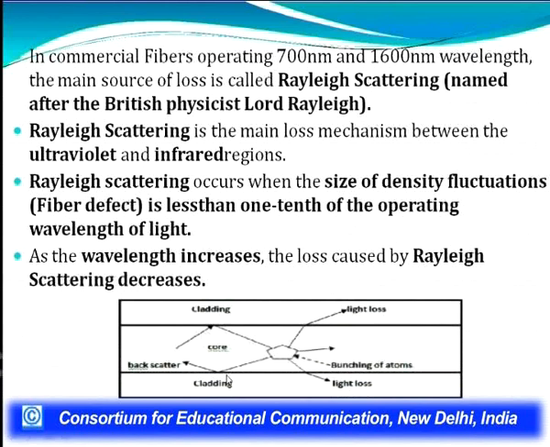Rayleigh scattering is the main loss mechanism between the ultraviolet and the infrared region. It means when we have ultraviolet light or infrared light, Rayleigh scattering takes place. Rayleigh scattering occurs when the size of density fluctuations or fiber defects is less than 1/10 of the operating wavelength of the light. As the wavelength increases, the loss caused by Rayleigh scattering decreases. When the wavelength of the light increases, the loss will be minimum.